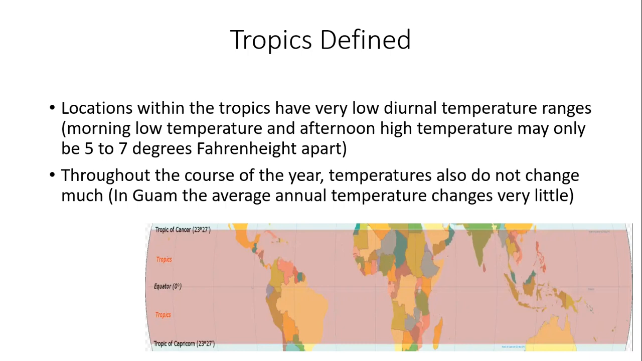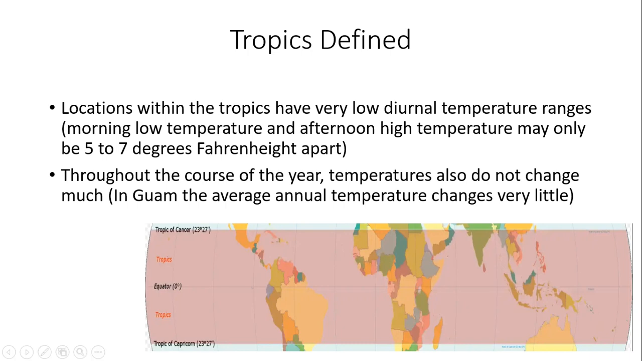Throughout the course of the year, in addition to daily ranges being small, the average annual temperature ranges are also very small. So again, I'm referring to Guam. I remember being in Guam for a few days where the morning low temperature was about 78, 79 degrees Fahrenheit, and the afternoon high temperature was 86. So it was about a 7 to 8 degree spread between the morning and the afternoon. Very intense, very warm, very, very muggy. In fact, Guam is one of those locations that has the greatest threat from those typhoons in the Western Pacific Ocean, believe it or not.